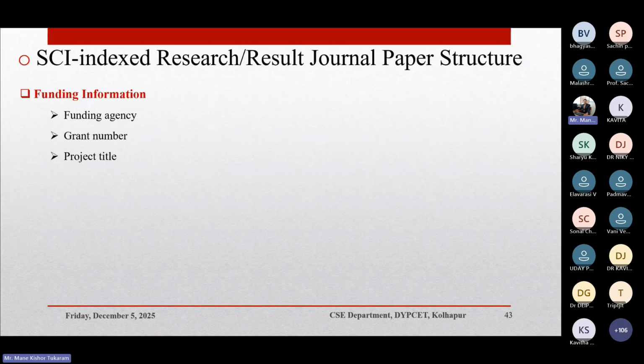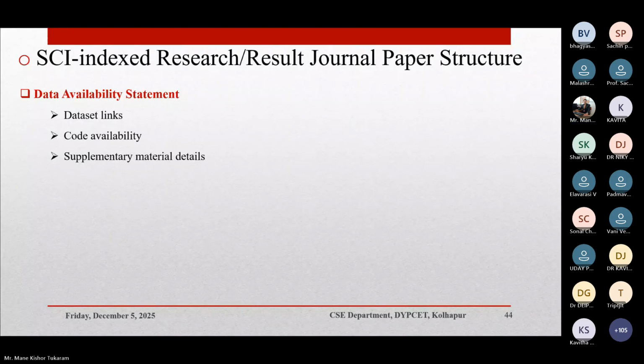Then whatever funding information we have, with grant number or project title or funding agency name, we can write under funding information. Then we can write the data availability statement, where we write the source for the data availability. So from which link we have downloaded the data, where the code is available, what supplementary materials you have provided. All those things we need to mention in the data availability statement.